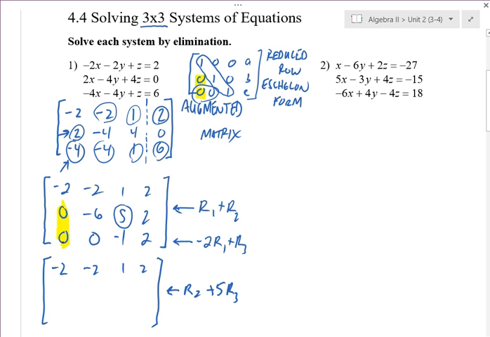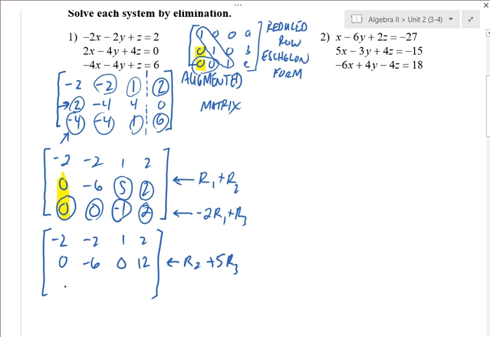And so if I do 5 times 0 plus 0, I still get 0. So I didn't mess up the work that we had already done. 5 times 0 is 0, plus negative 6 is negative 6. Negative 1 times 5 is negative 5, plus 5 is 0. And 10 plus 2 is 12. And then I have 0, 0, negative 1, 2.